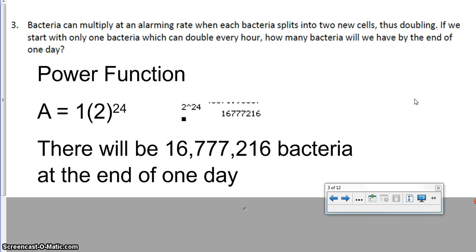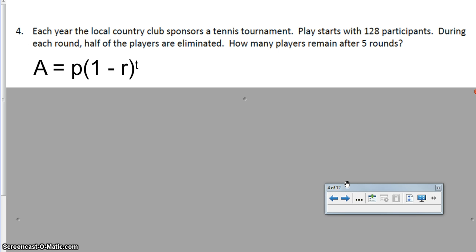Also, please realize that the time raised to the power of t was in hours, not in days. All right. Here we go with an exponential decay. We have a tennis tournament. Play starts with 128 participants during each round. Half of the players are eliminated. How many players remain after 5 rounds?